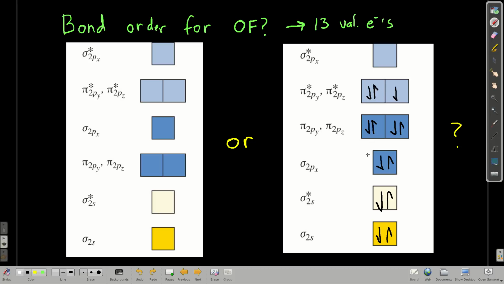Now we're done. So now we can see that the bond order is going to be 2, 4, 6, 8 valence bonding electrons minus 2, 4, 5 anti-bonding electrons. You see where they're coming from? Divided by 2 equals 3/2 or 1.5. And it's perfectly fine to have non-integer bond orders. That ends up meaning that it's between a single bond and a double bond in terms of length and strength.